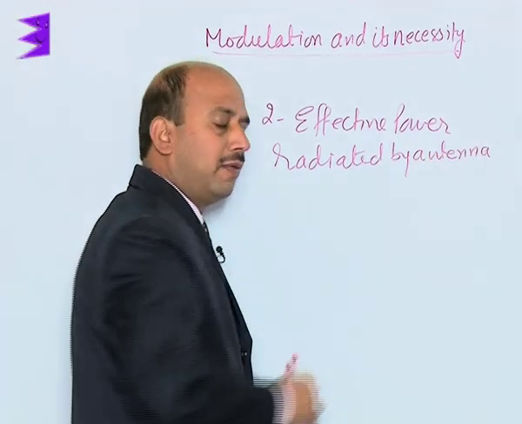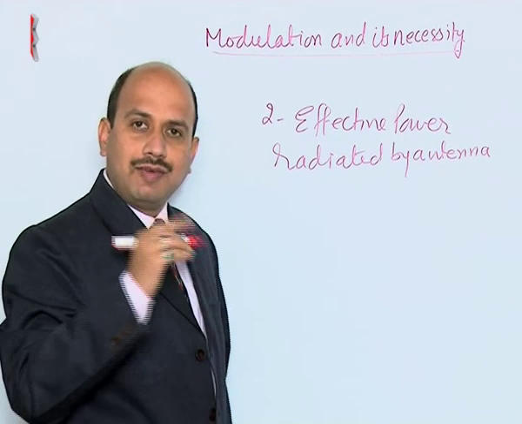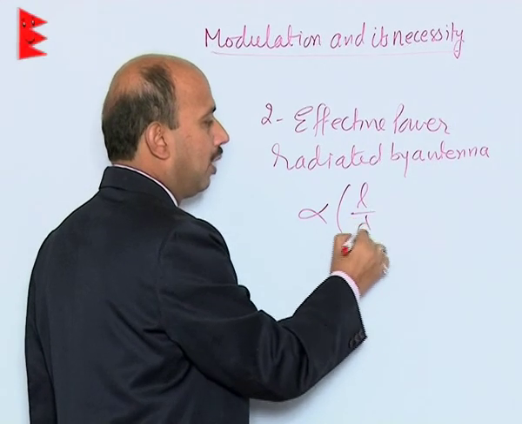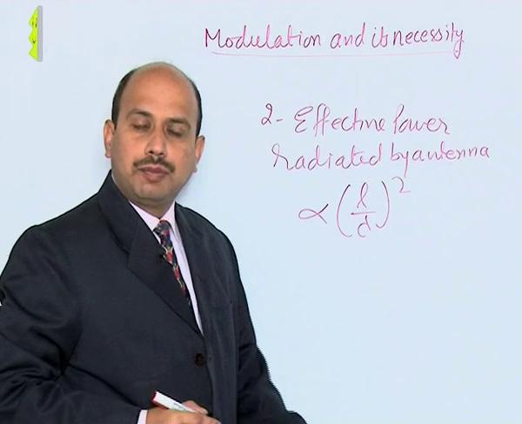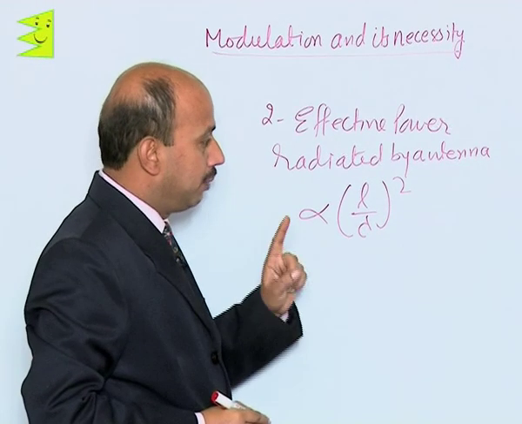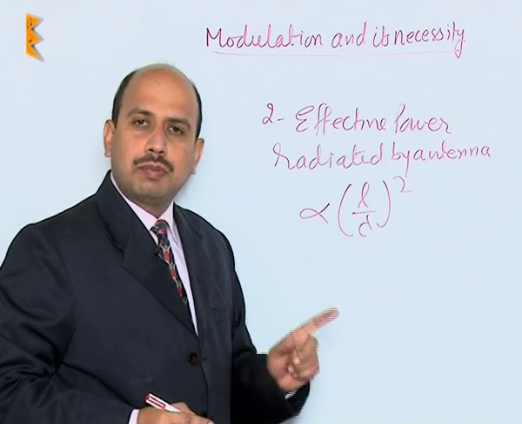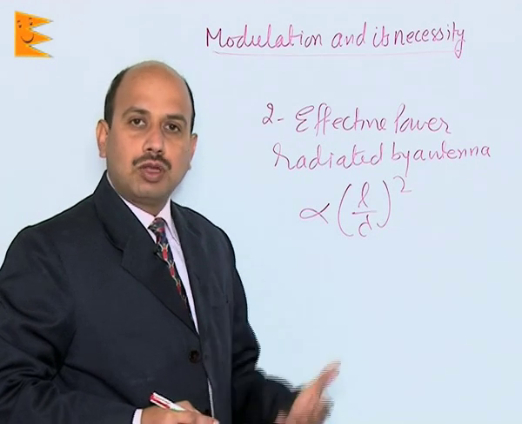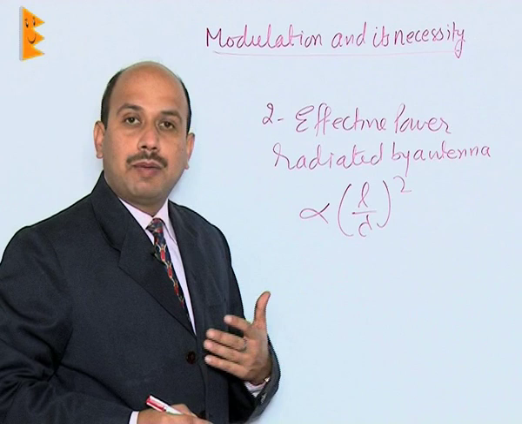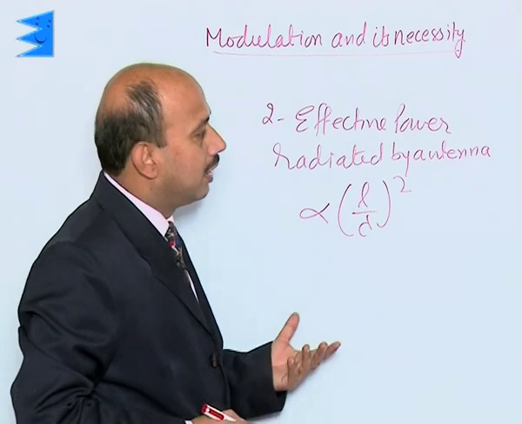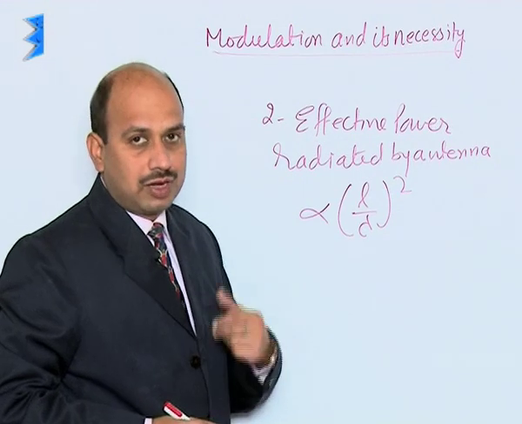See here, the effective power radiated by an antenna of a given length is directly proportional to (L by lambda) whole square. That means it is inversely proportional to lambda square. The smaller the wavelength, the larger is the power radiated by the antenna. So, it is very easy to transmit, and a large power we can get from the antenna. So, this is the second factor.